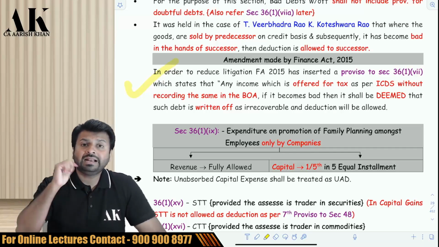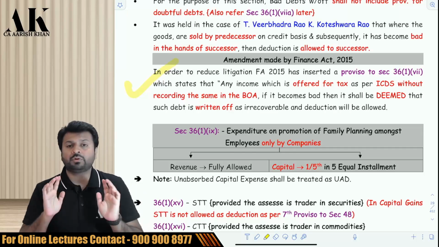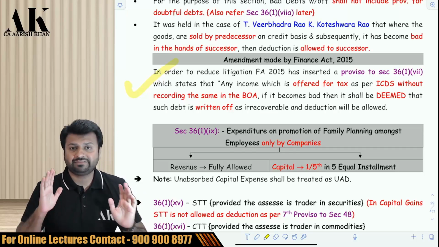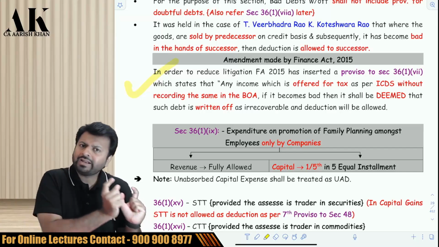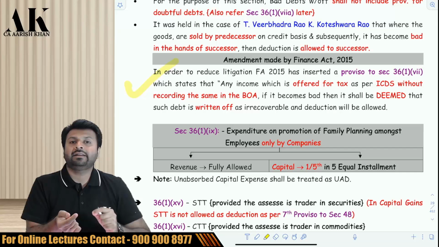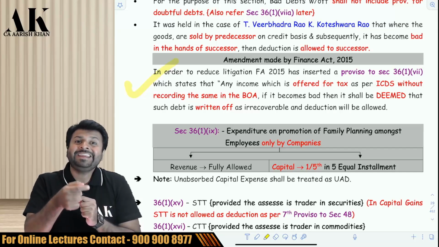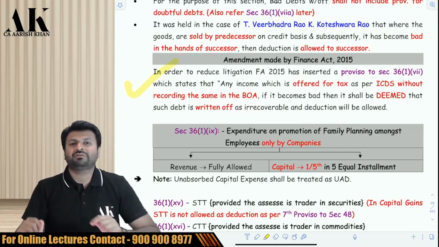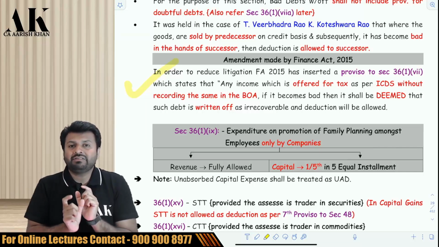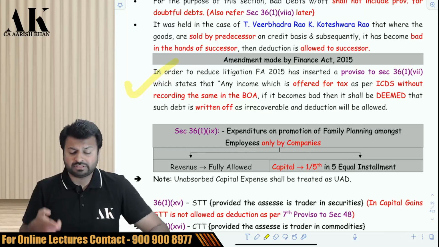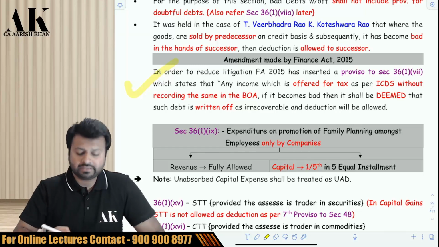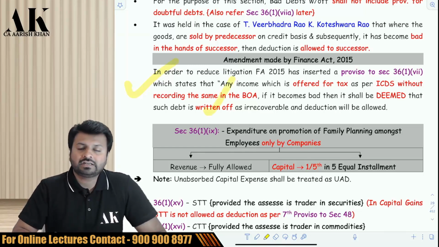To overcome that, the government has put a proviso in section 36(1)(vii), saying that if there is a certain debt which is recognized in tax but not in accounts, and it becomes bad, then it shall be deemed that such debt is written off in the books of accounts. The government is using the word deemed to create a fiction, so that the assessee can claim deduction on that. Is it clear to all of you? A beautiful amendment by Finance Act 2015.